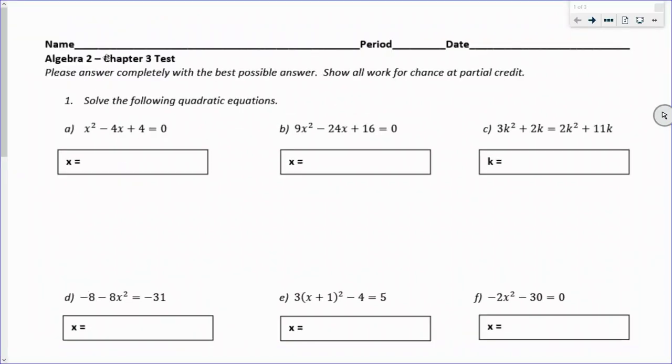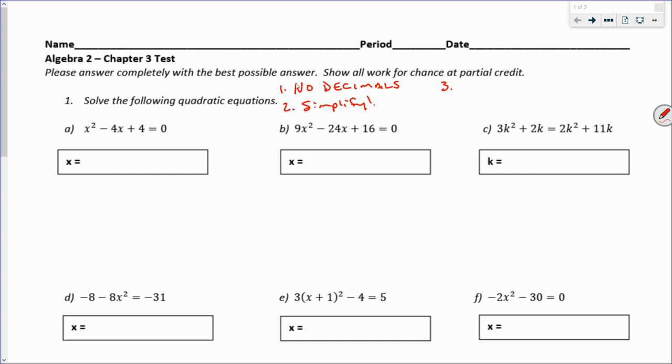All right, let's review this chapter 3 test. The big thing on this front page, I want two things to stay in mind. Number one, there should have been no decimals needed on this front page. Number two, simplify radicals.